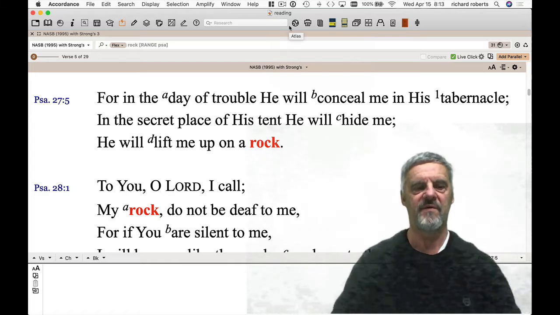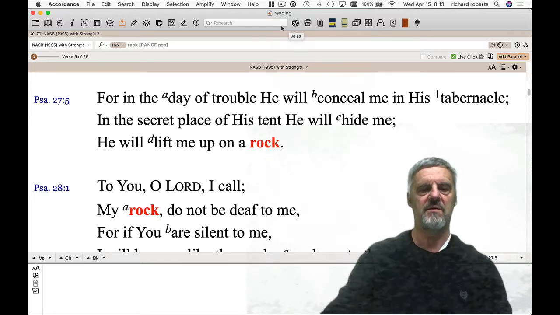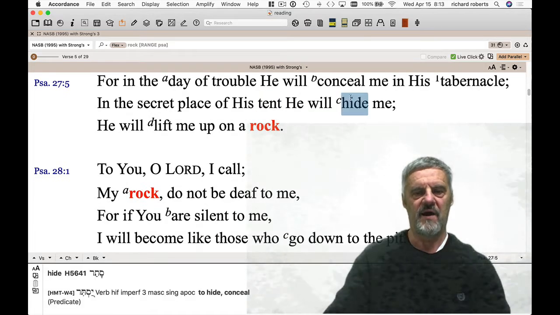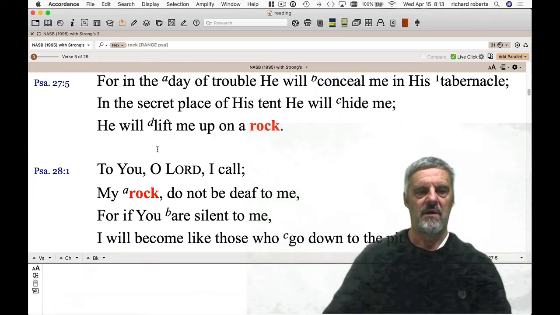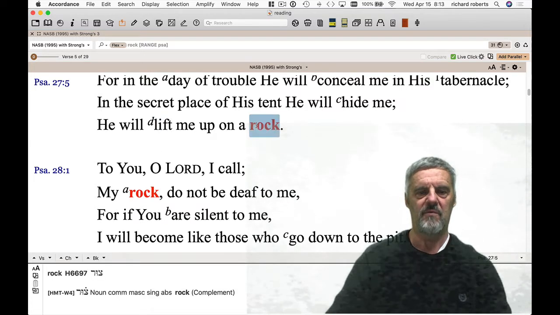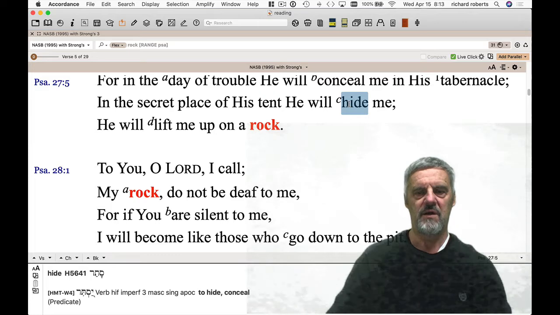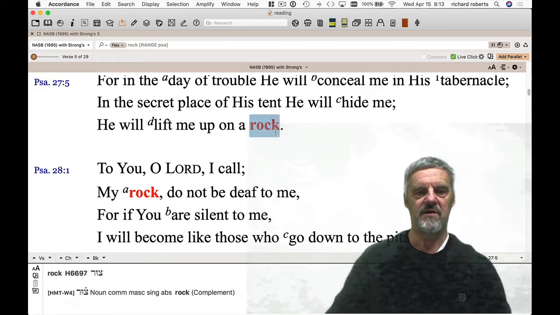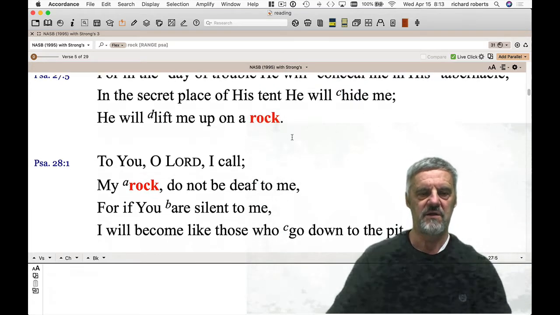Another example of the rock being used as a place of hiding or concealment. In the day of trouble, he will conceal me in his tabernacle. In the secret place of his tent, he will hide me. He will lift me up upon a rock. So we've got being hidden, being concealed, being lifted up upon a rock. That's the intent of it.